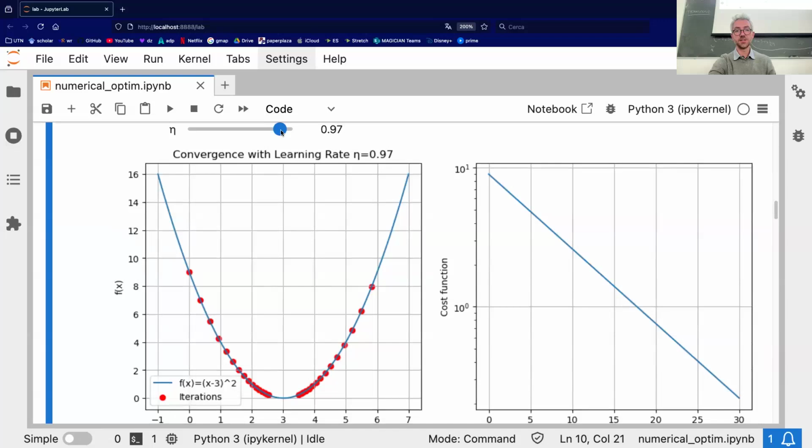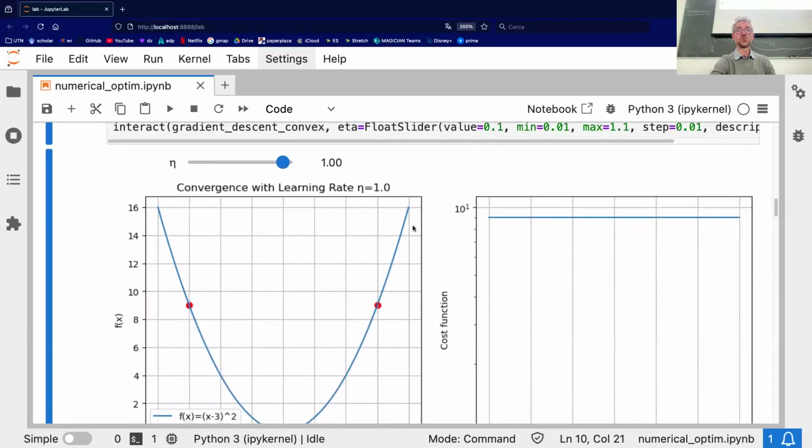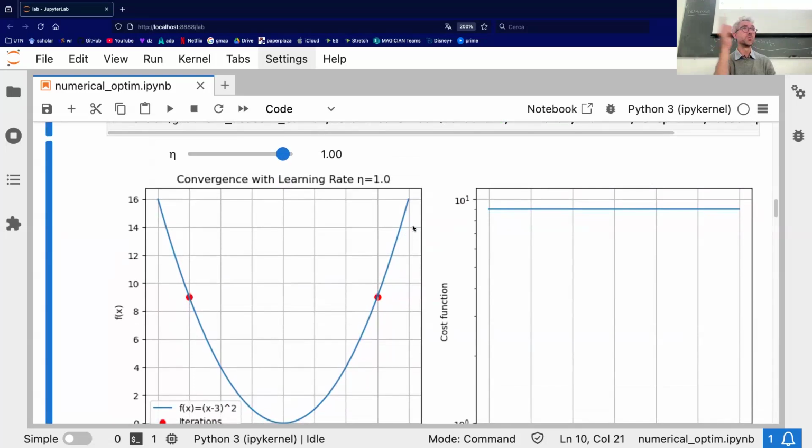So 0.97, 0.98, 0.99. And when I set the learning rate to 1, I have no convergence. I'm just in an infinite loop where the value of the function doesn't improve at all, because I'm jumping from this point to this point and then back to this point, and I keep iterating between these two points forever. So I'm stuck in a loop.